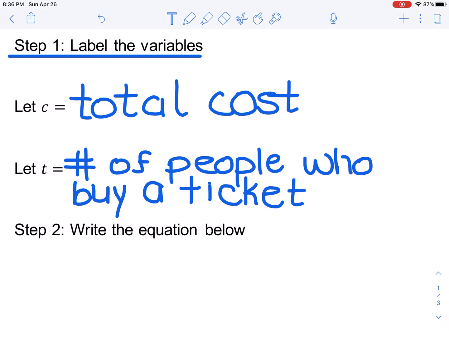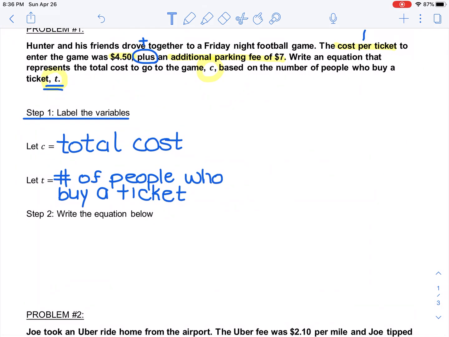Okay, so if you think about it like this, now we're going to start writing our equation. I know that they drove together because it said that in the first sentence. They all are driving together, Hunter and his friends. It doesn't matter the number of friends who drove. We know that every car that goes into this game and parks is going to pay a parking fee of $7. And then each person that enters the football game is going to pay $4.50. Think of the $7 as a one-time fee. Every person is not paying $7.